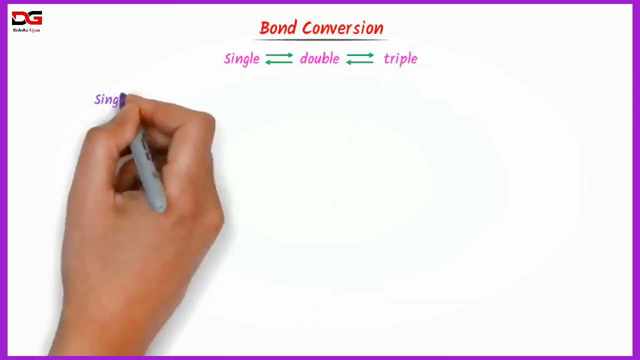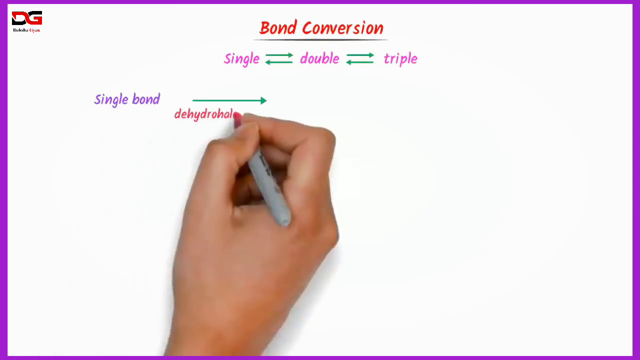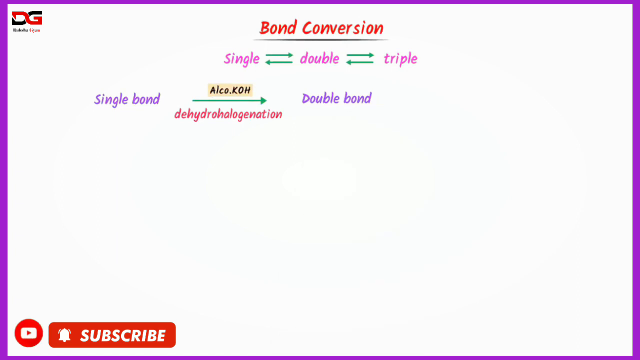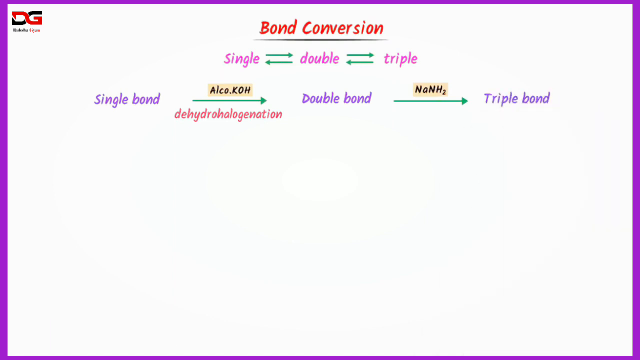For instance, in case of single bond, we do its dehydrohalogenation. The word dehydrohalogenation means that we remove hydrogen and chlorine atoms. To do so, we add alcoholic potassium hydroxide and we get double bond. In case of double bond, we add sodium amide to it. We get triple bond. In opposite case, we can convert triple bond to double bond and double bond to single bond by reducing them. In order to reduce them, we just add nickel plus hydrogen to it. Hence note down these important conversions.